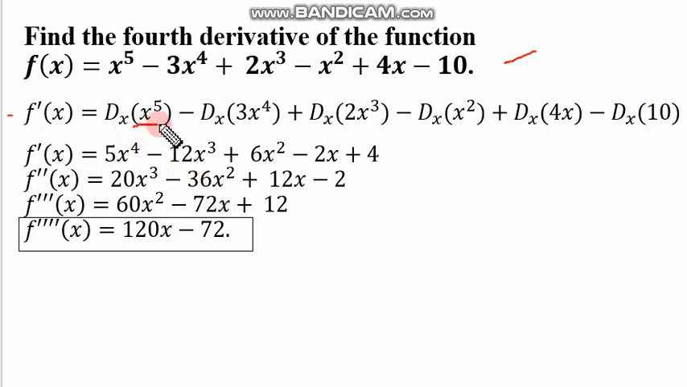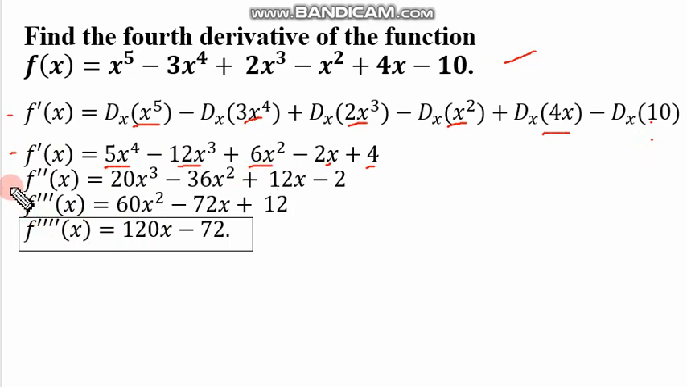Okay, so the derivative of x raised to the fifth is 5x raised to the fourth minus the derivative of 3x raised to the fourth, that's 12x cubed. Derivative of 2x cubed, that's 6x squared, minus the derivative of x squared is 2x, derivative of 4x is 4, derivative of 10 is 0. Okay, so this is the first order derivative.